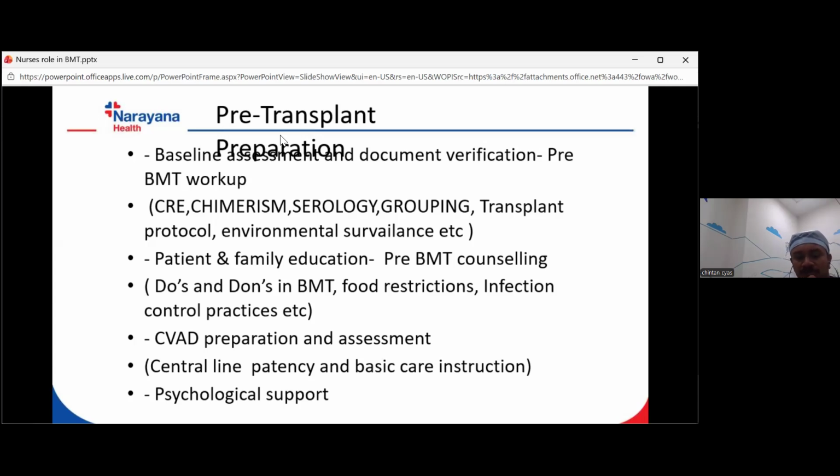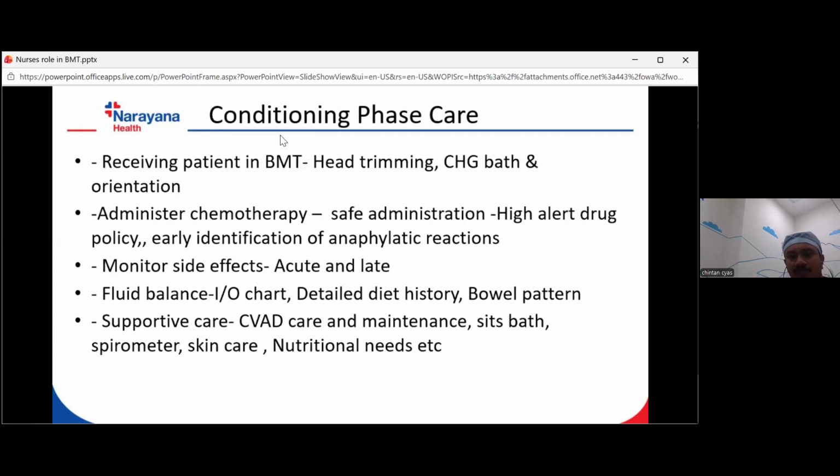And of course, the patient, especially in the adolescent age, will have a lot of anxiety. So psychological support for the parents as well as the patient is very important in the pre-BMT status.